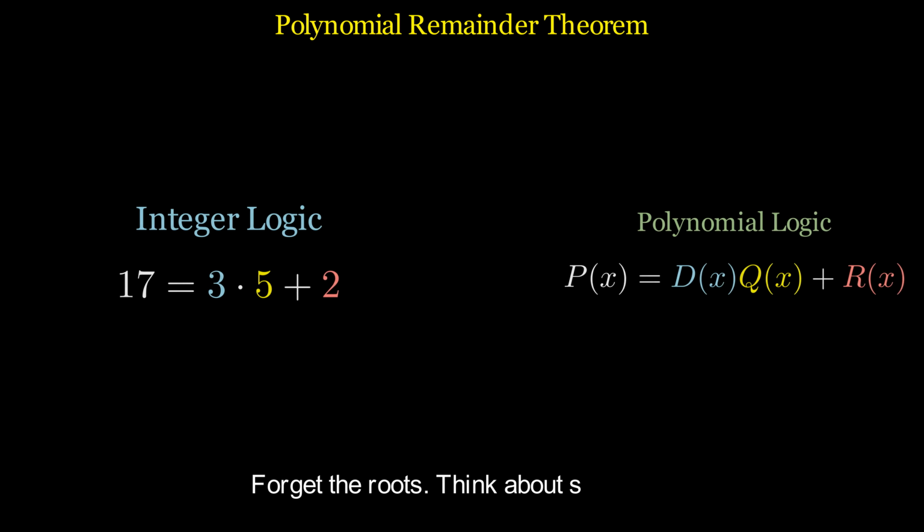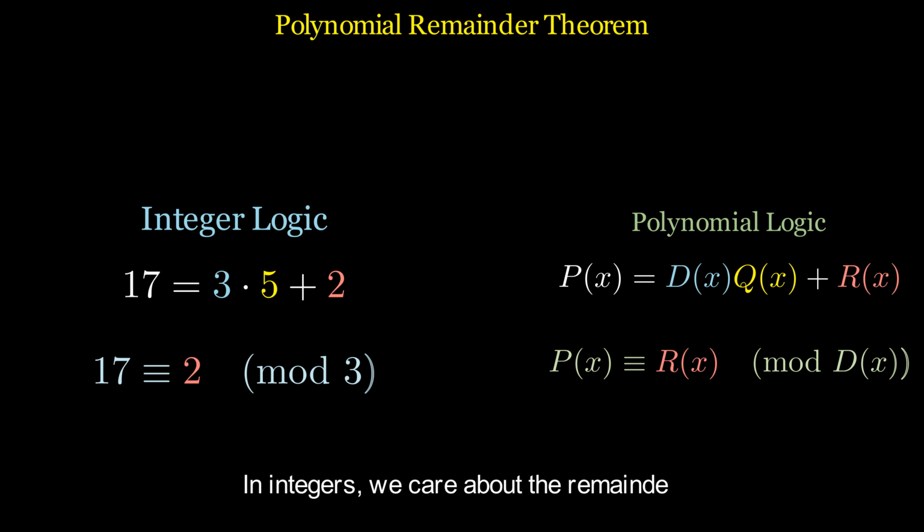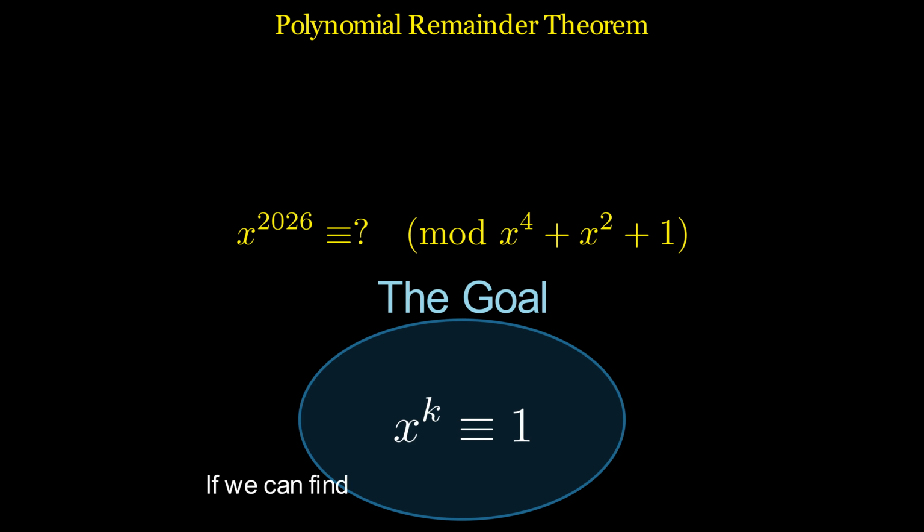Forget the roots. Think about structure. Polynomials behave just like integers. In integers, we care about the remainder after division. In polynomials, it's the same thing. We need to reduce this massive exponent. The goal is to find a cycle. If we can find a power k where x to the k is 1, we can jump ahead by thousands of steps instantly. But does such a k exist for our messy divisor? That's the critical question.